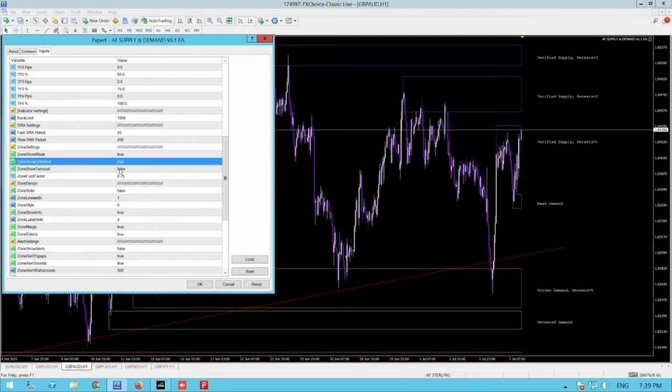Show turquoise is not important at the moment. The fuzz factor is important. Now this depends on obviously how wide the zone is. So for example, we've got a zone of 0.075. These will determine how wide these zones are.